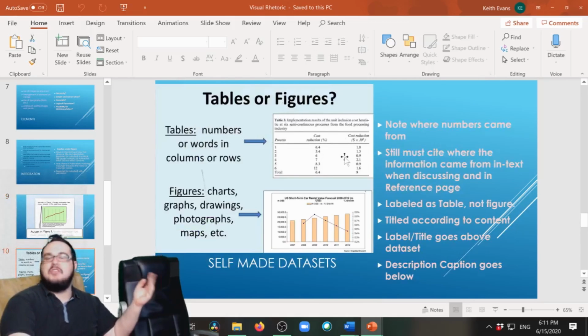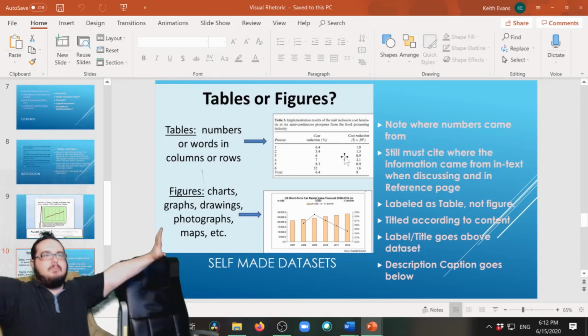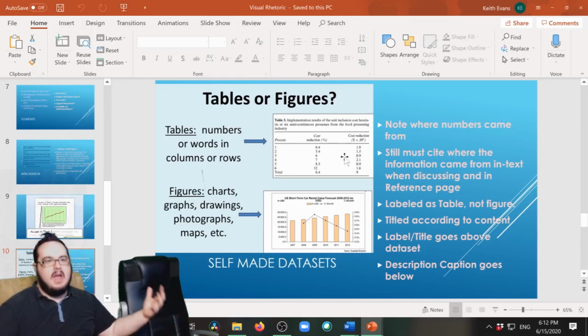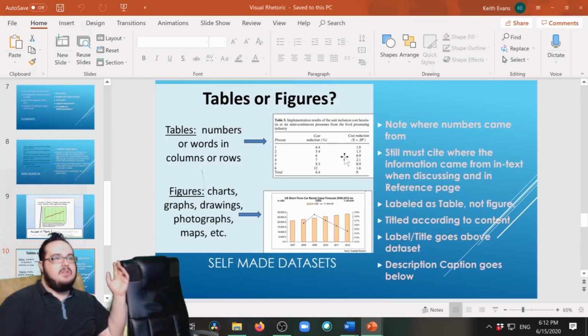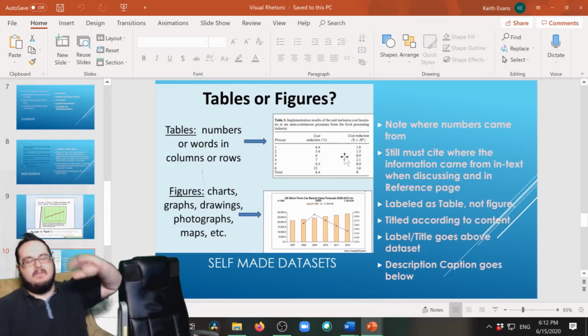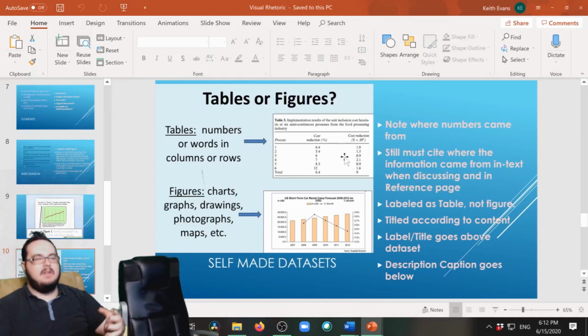Tables are just like Excel spreadsheets. They're just a big spreadsheet column of numbers. If you can't feasibly put it into an artistic method, just put a spreadsheet there to give us numbers and columns and rows that show us the raw data. Those are called tables. Everything else is called a figure. A chart, a graph, a picture, a photograph, a map, whatever, is called a figure. Tables and figures are labeled separately. So you can have on page 2, figure 1, a few pages later, figure 2, and then the next page you have a table. That's now table 1 because they're labeled separately.